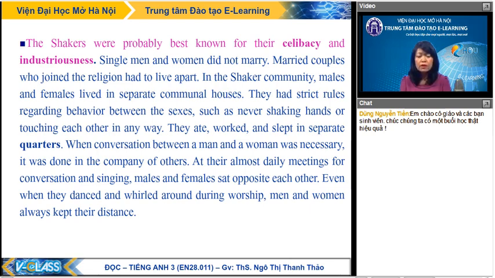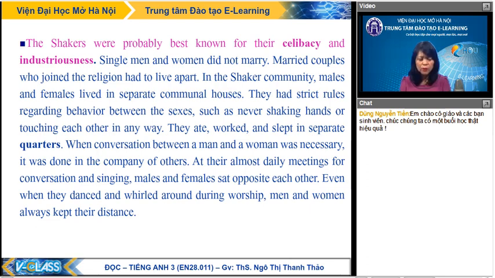Okay? So it means that in this paragraph, the writer has to find the idea that supports or proves that the Shakers are very famous or well known for their celibacy and industriousness. Okay? Now let's look at the next sentence to see that they support the controlling idea or not. Here, single men and women did not marry. They did not marry means that they are single. Alright? Celibate or single to support celibacy.